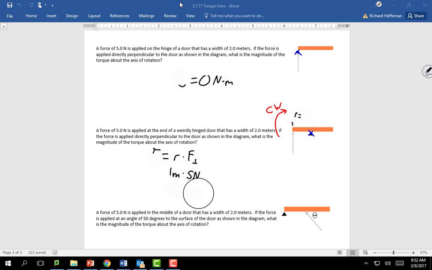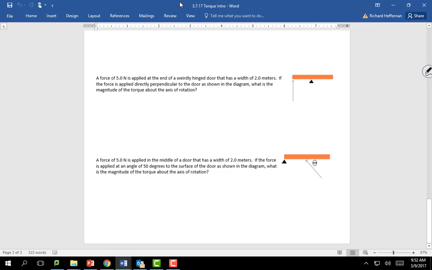Final one, then we'll move on to some more difficult problems. Force is applied in the middle of a door that has a width of 2 meters. Force is applied at an angle of 50 degrees. We're trying to figure out how much force is perpendicular to the door, so you can set your triangle up where that is the same as that.